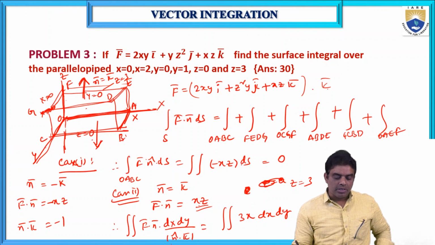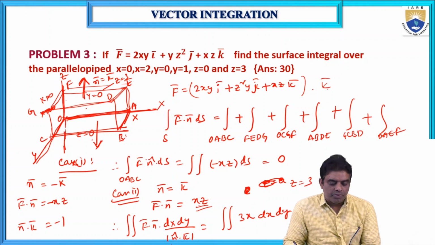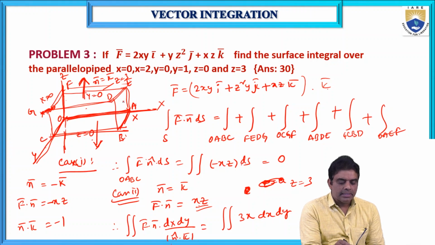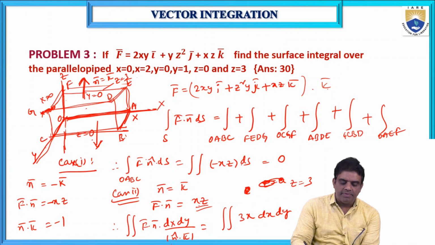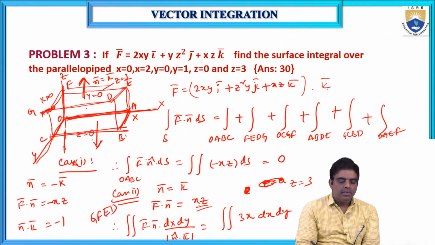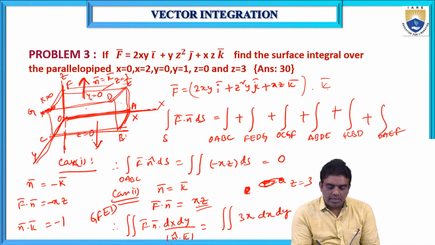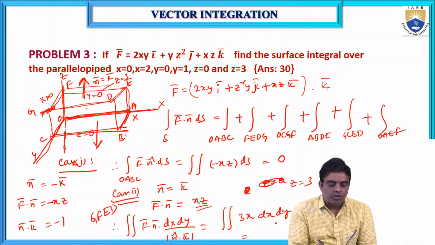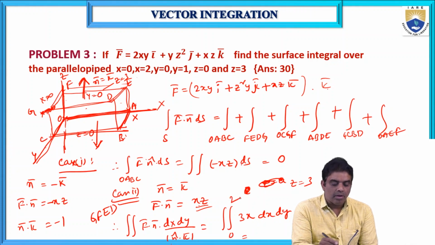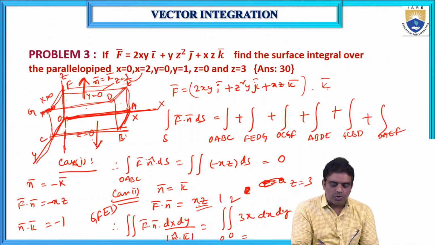Because what is the projection? The first projection is OABC, the second projection is GFED. So here z is equal to 3, so the value is 3x dx dy. And x varies from 0 to 2, already given. And y is equal to 0 to 1.